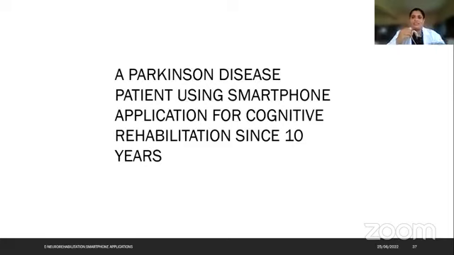So with this I end. At the end you have a huge platform or market available. So please develop new applications in India for our patients. Thank you.